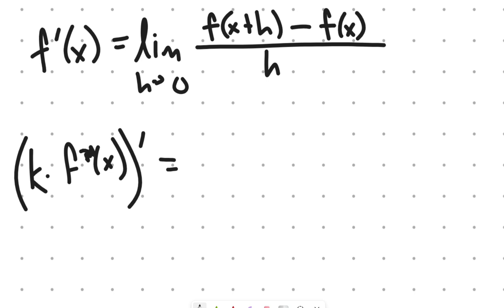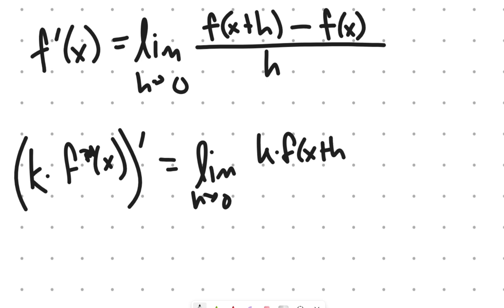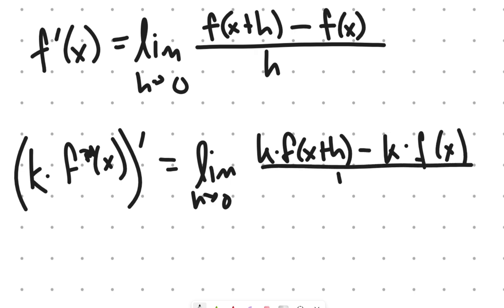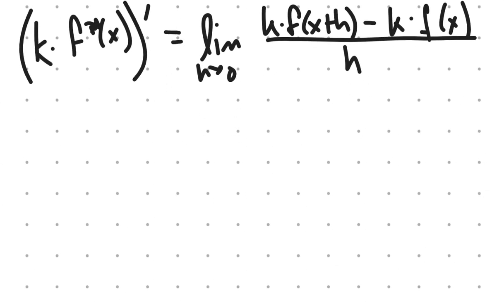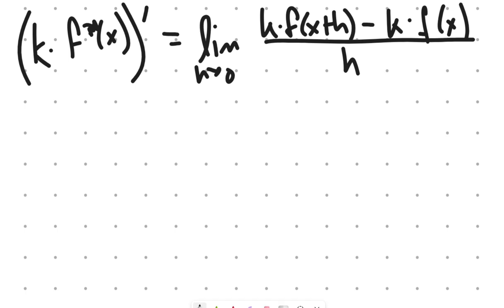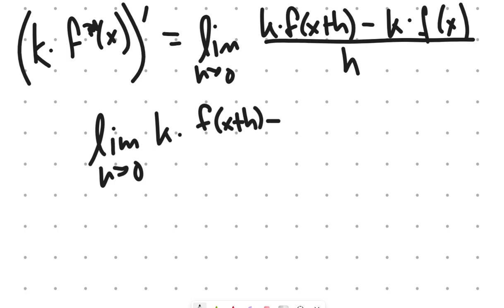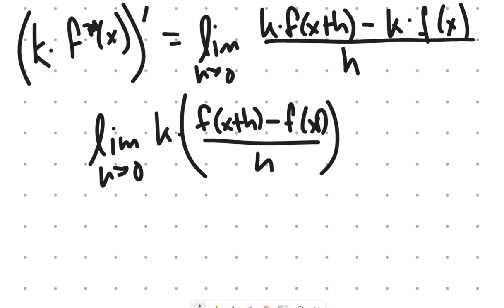The derivative of k times f of x is the same thing as the limit as h approaches 0 of k times f of x plus h minus k times f of x, all over h. Now what we're going to do is factor out the k, so we just have the limit as h approaches 0 of k times f of x plus h minus f of x, and the whole thing over h. So now we have something times something, and the limit of something times something is the limit of the something times the limit of the something.